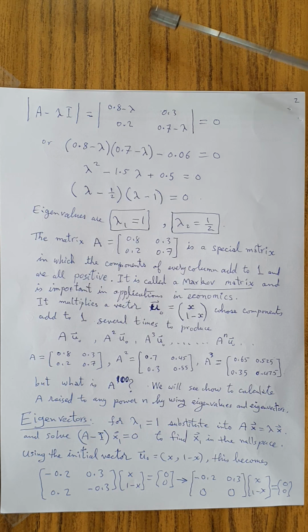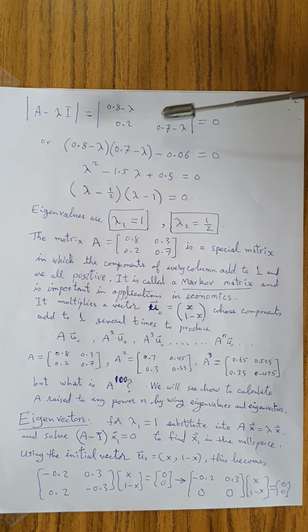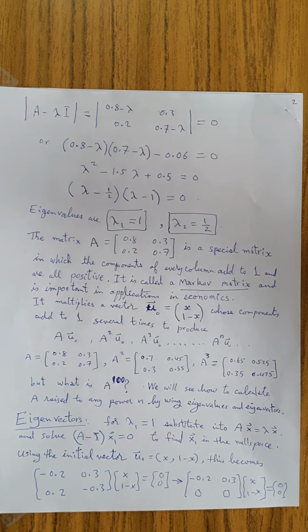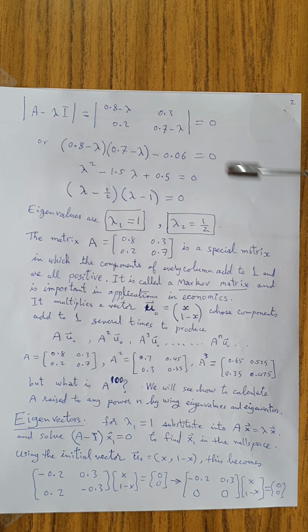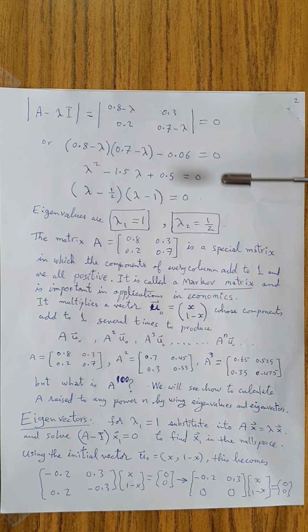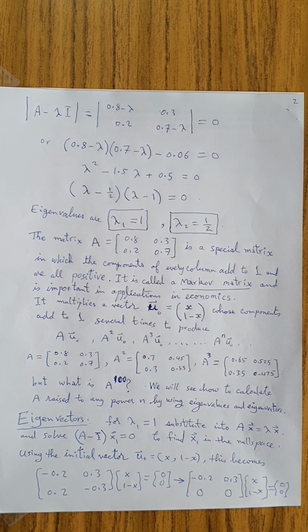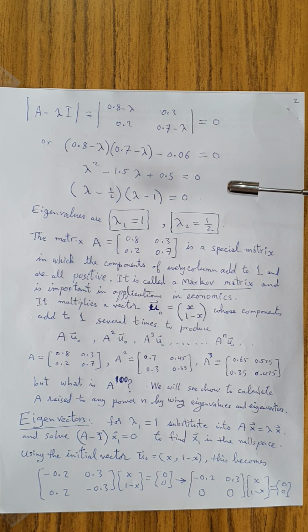So if we take the determinant of the shifted matrix A minus lambda I, then expanding the determinant: 0.8 minus lambda times 0.7 minus lambda, minus 0.3 times 0.2, which is 0.06. If we expand the brackets, we come up with lambda squared minus 1.5 lambda plus 0.5 equals 0, which factors into lambda minus 1/2 times lambda minus 1. So we have two roots, or two eigenvalues: lambda 1 equals 1 and lambda 2 equals 1/2.